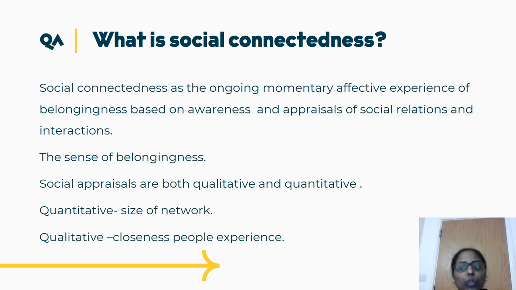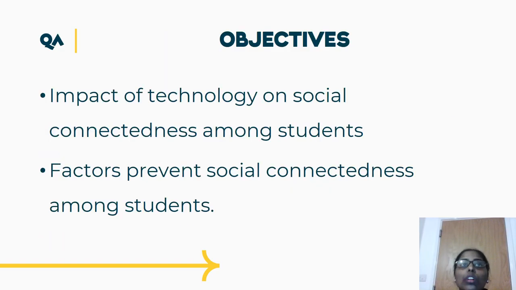The qualitative social appraisal means it's the closeness people experience of actually belonging to that group. I believe you would have experienced or noted that the more students work together, the more easily they will achieve the target. For this reason, I would like to find out the impact of technology on social connectedness, and also my objective is to identify the factors that prevent social connectedness among students.